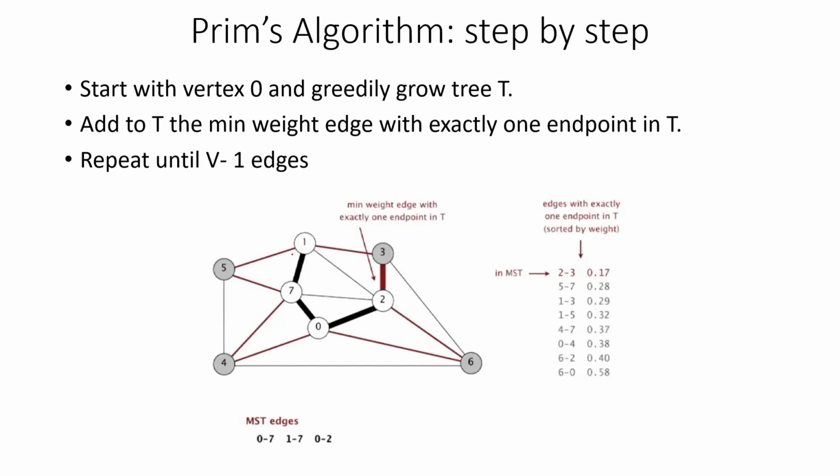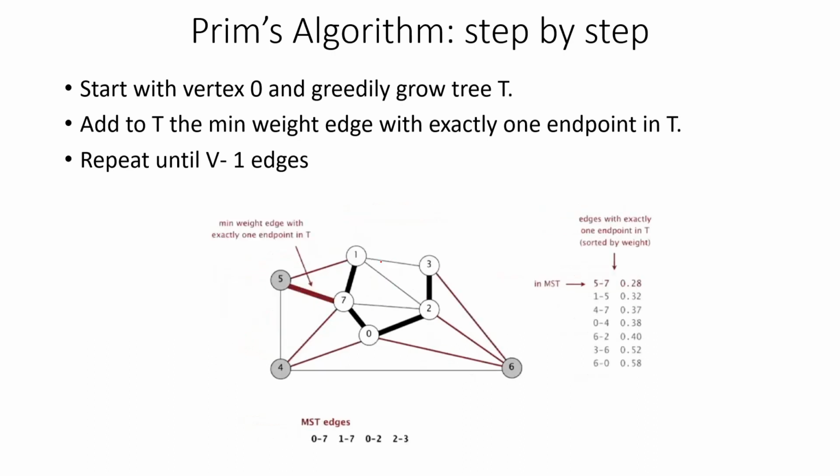Then we consider all the edges connected to 1, 7, 0, and 2. Of course, we don't consider the edges between vertices already in our minimum spanning tree, because that would create a cycle. So next, the minimum edge is between 2 and 3. We add that edge and add 3 into our minimum spanning tree, and we get this one.